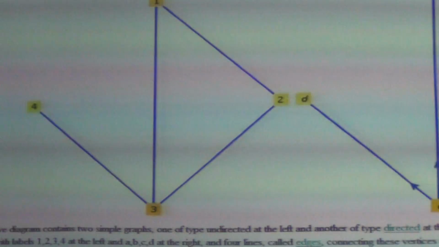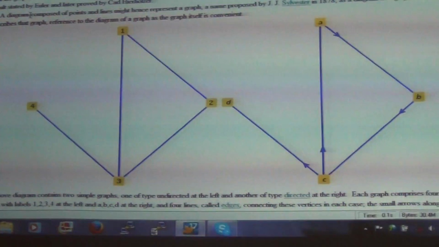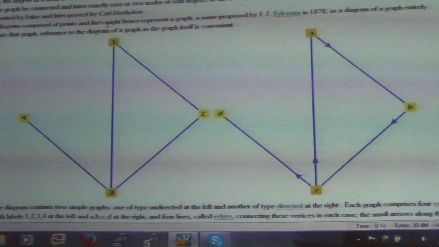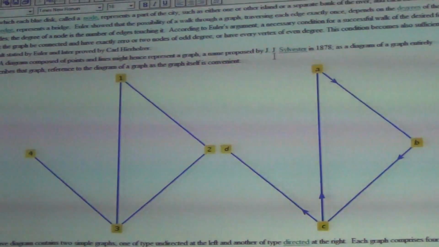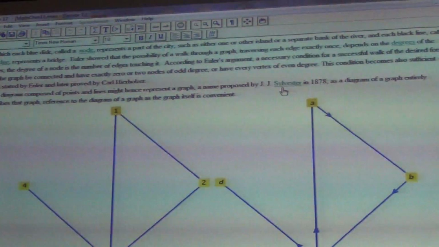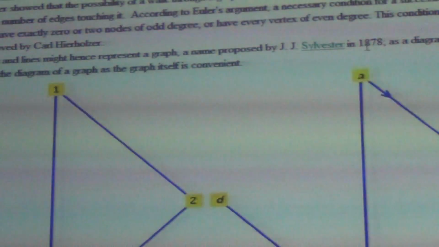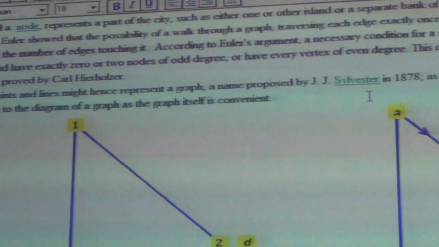And generally in chemistry, we're interested in undirected graphs. And a diagram composed of points and lines might hence represent a graph. And that name was proposed by J. J. Sylvester in 1878. He was a mathematician in Cambridge.